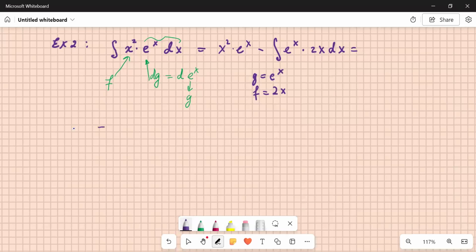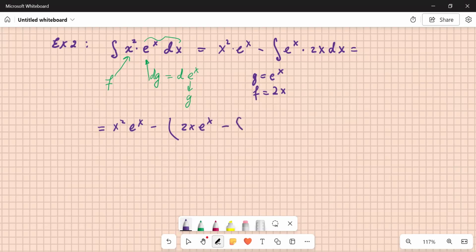I'm going to continue over here, okay? So I'm going to copy my first term, and then I'm going to put minus, which sits in front of the integral. And after that, I'm going to apply the rule. So I'll need to multiply f and g. So it's 2x e to the power of x, f multiplied by g.